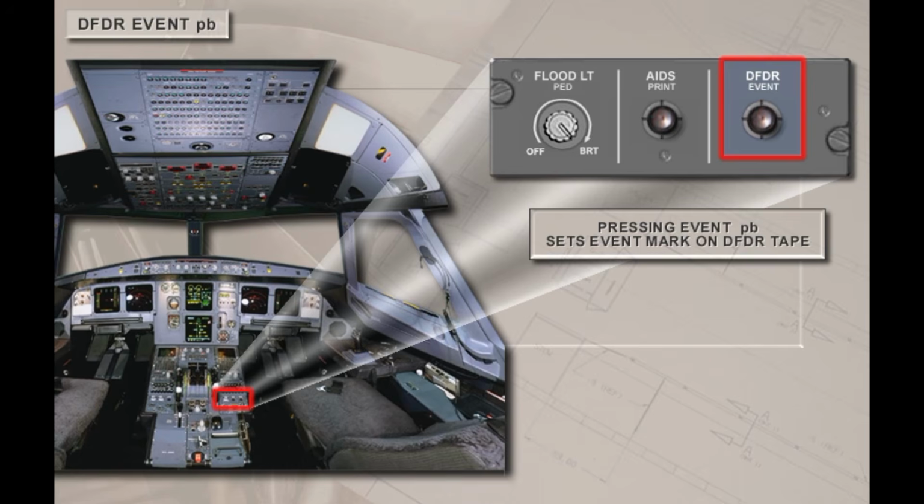Momentarily pressing the DFDR event push button located on the center pedestal sets an event mark after an in-flight incident for ease of location on the DFDR tape.